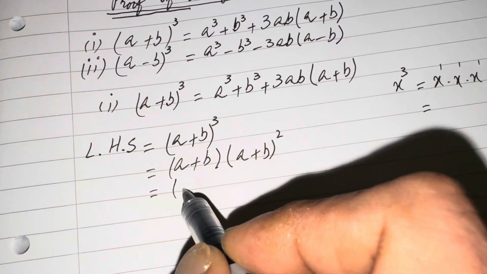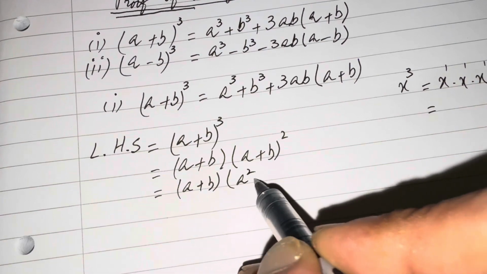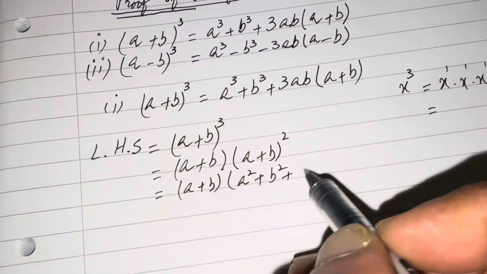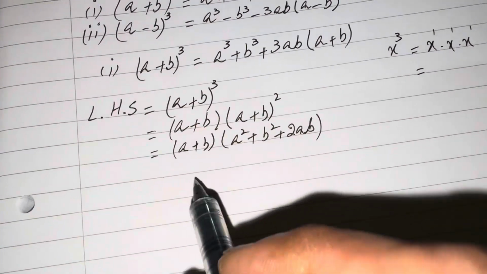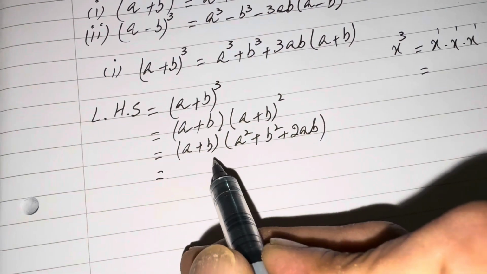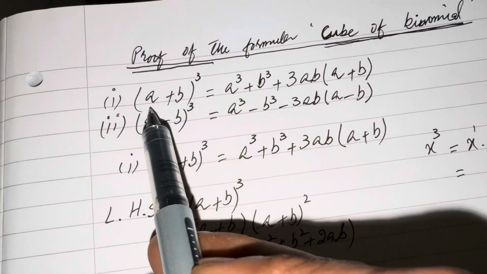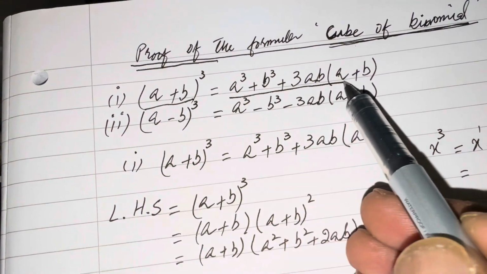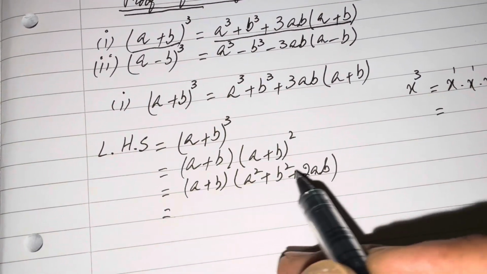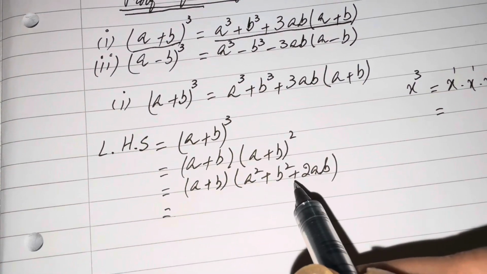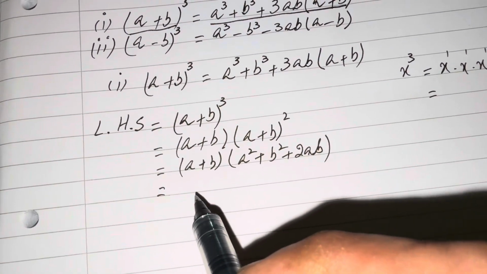How can we write this formula, (a plus b) whole square, that is a square plus b square plus 2ab. So that is the way we are going to prove the left hand side will be equal to the right hand side. This one is the left hand side and that's the right hand side. So a plus b is multiplying with this algebraic expression. So let's see what happens next.